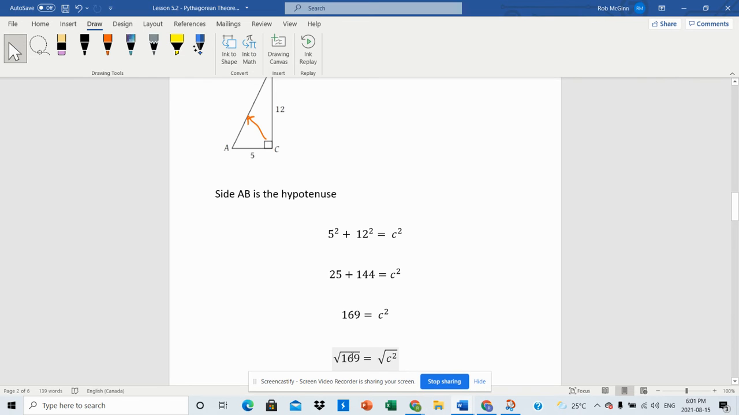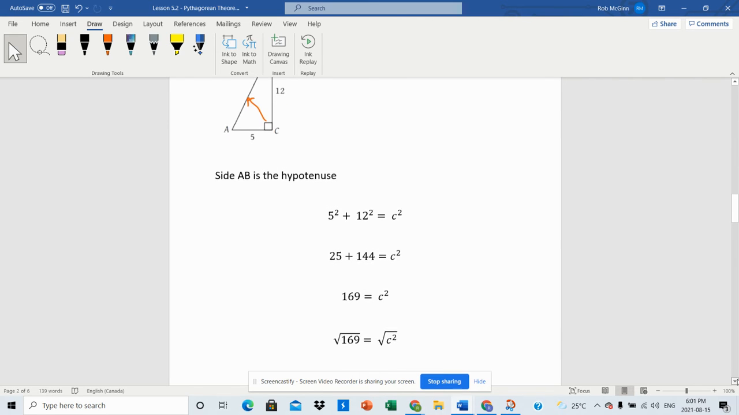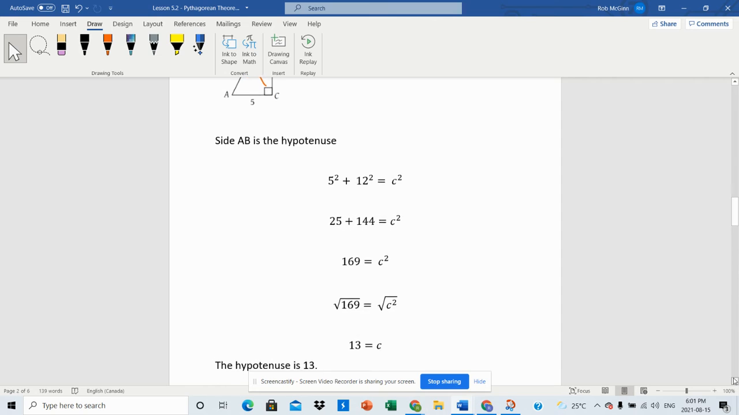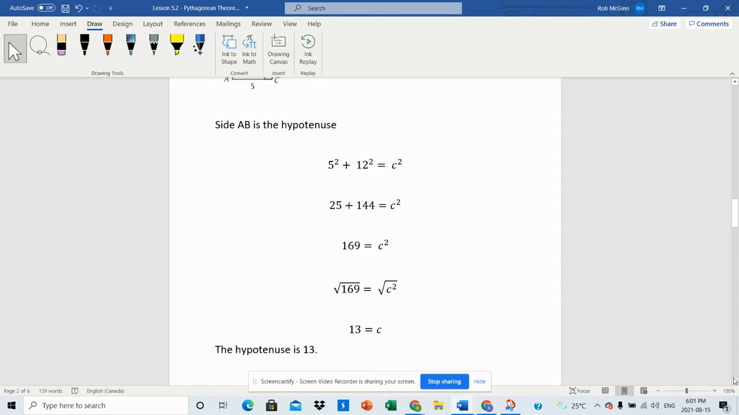So we're going to find the square root of 169. The square root and the squared sign are going to cancel each other out, so we're just going to be left with c. The square root of 169 is 13, and that's equal to c. That means the hypotenuse is 13. We don't have units of measure here, but we can say it's 13 units long if we wanted to.